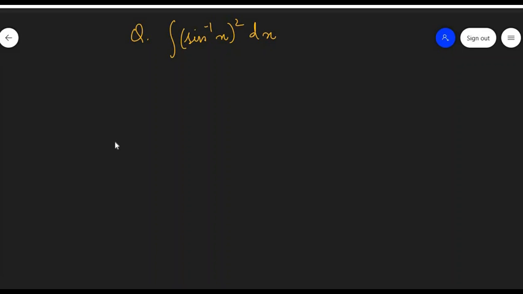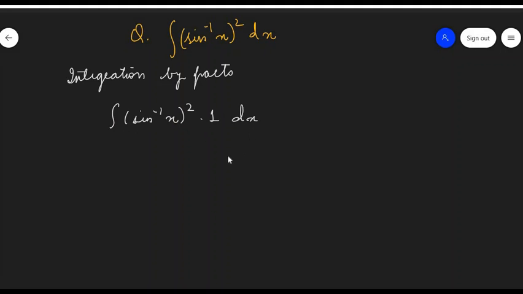In this video, let's try to integrate (sin⁻¹x)². To integrate this, we need to use one of the methods of integration. I'm going to use integration by parts. For integration by parts, we need two functions, so let's take the other function as 1. So the question can be written as (sin⁻¹x)² × 1 dx.